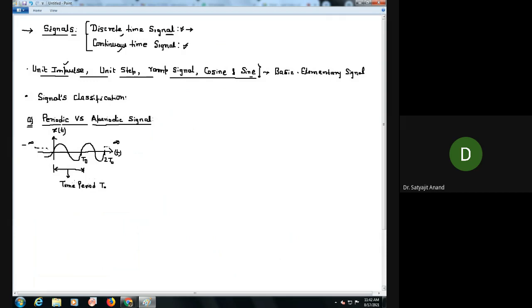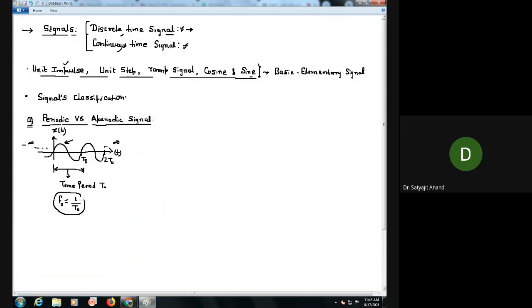So if this time period is t naught, people will ask you, please let me know what is the frequency of this signal. Frequency, you studied in 10 plus 2, is the reciprocal of this time period. We say 1 upon t naught. So this is what we have, the frequency of the signal.